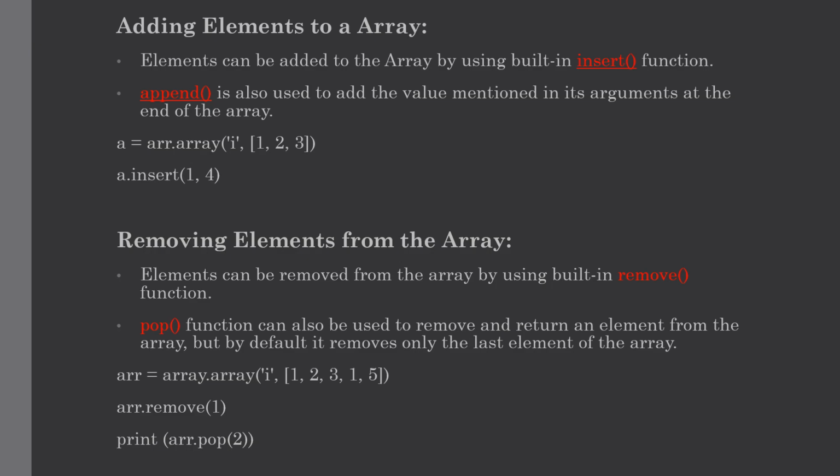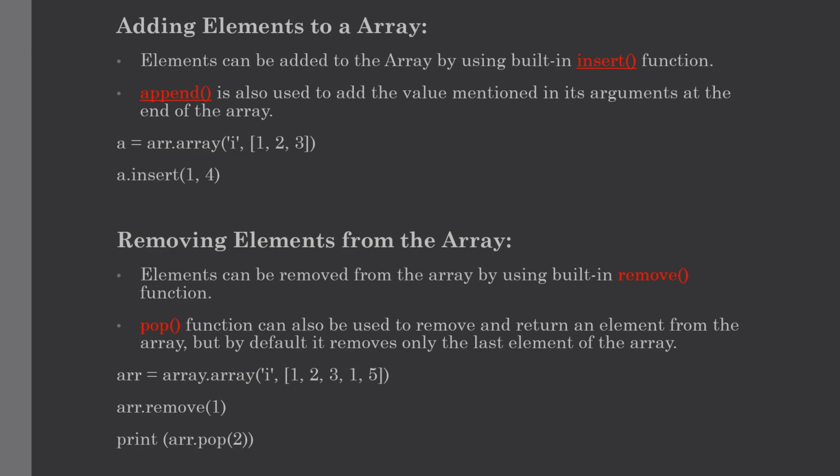But the condition is we have to give the value which is already present in the array, otherwise it will throw an error. So the remove method only removes one element at a time. To remove the range of elements, an iterator is used. Also, the pop function is used to remove and return an element from an array, but by default it removes only the last element of an array. So to remove the element from a specific position, the index of the element is passed to the pop method.